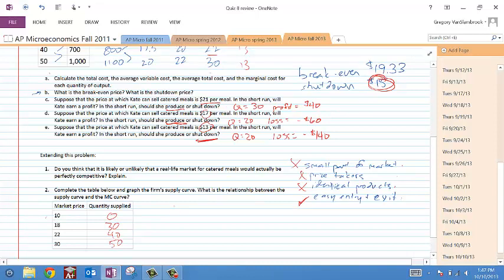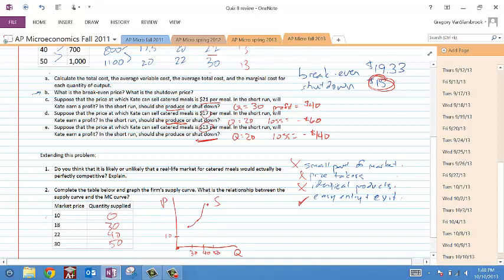So to graph the firm's supply curve, we just put quantity and price, and we have 4 points. Supply 0 quantity if the price is $10. If the price is $18, supply 30. If the price is $22, we'll supply 40. And if the price is $30, we'll supply 50. The graph doesn't have to be exactly perfect or to scale. There's your supply curve.